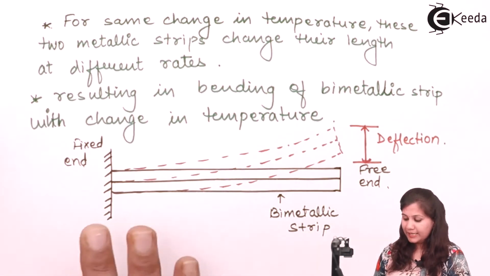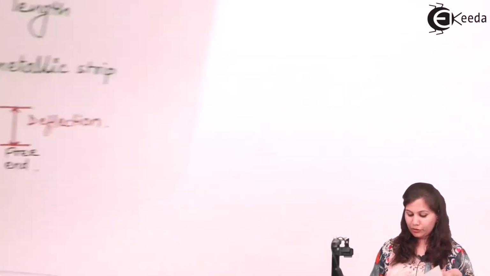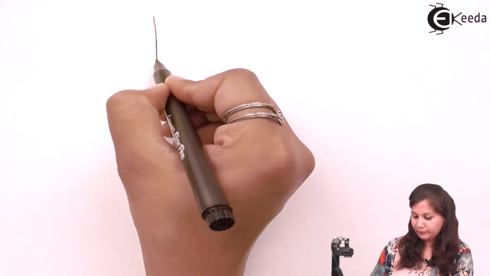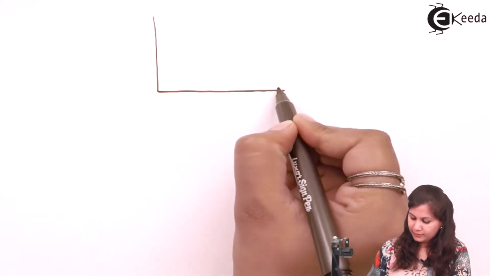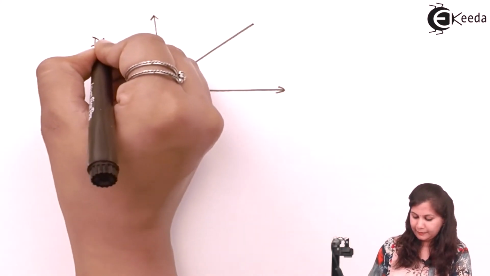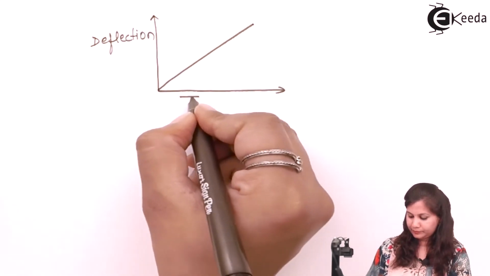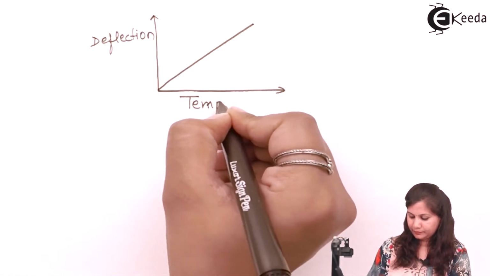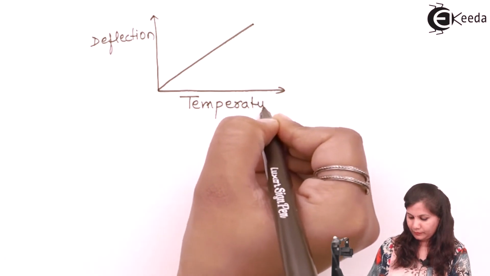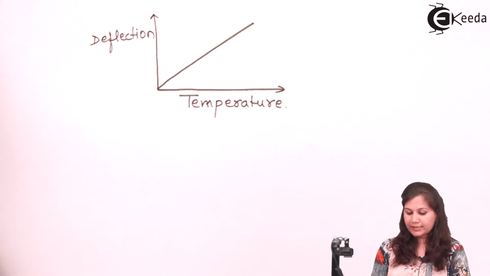Okay. Now, as I have said, this deflection is proportional to the change in temperature. So if we draw the characteristics between the deflection and the temperature changes, there will be a linear characteristic. So this deflection is proportional to the change in temperature.